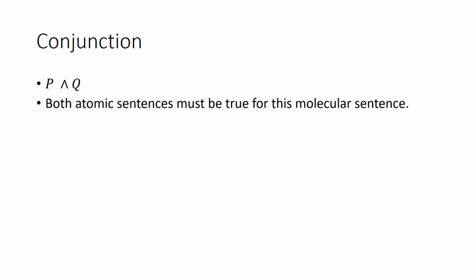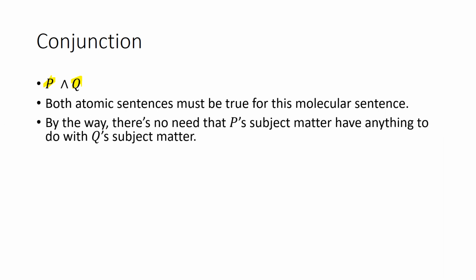So as I was saying, we have the conjunction P and Q. Both atomic sentences, P and Q, must be true for this molecular sentence to be true. By the way, this is mentioned in the textbook, so I might as well mention it here as well. There's no need that P's subject matter have anything to do with Q's subject matter. They could be totally unrelated. All that matters is that the conjunction is true if and only if both the atomic sentences are true.